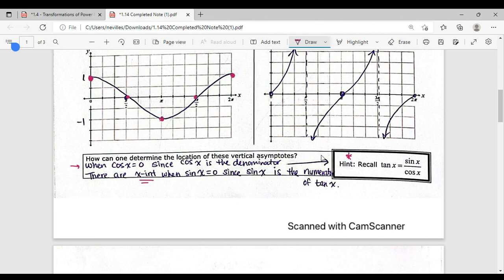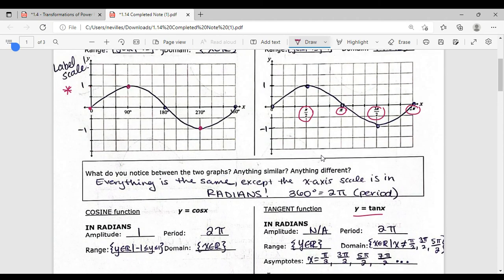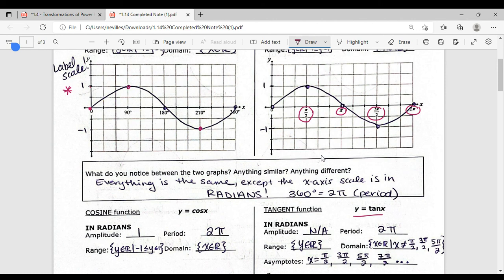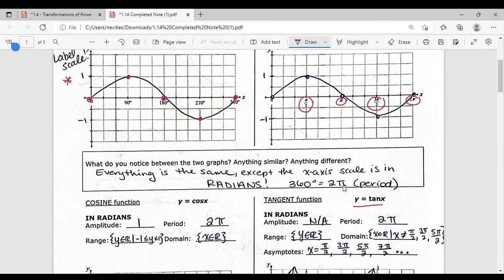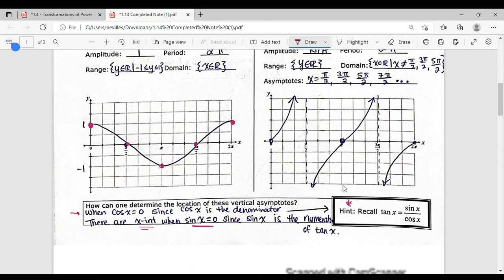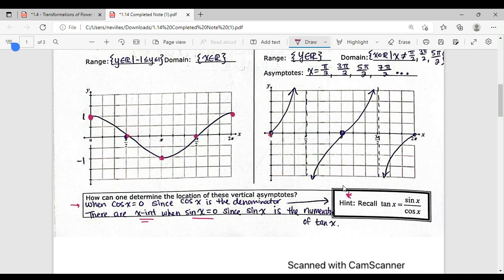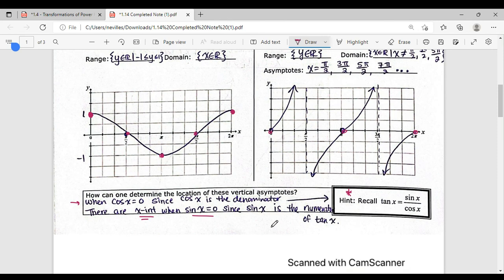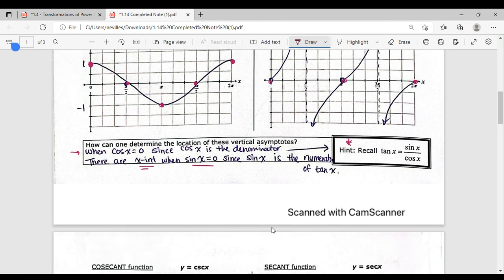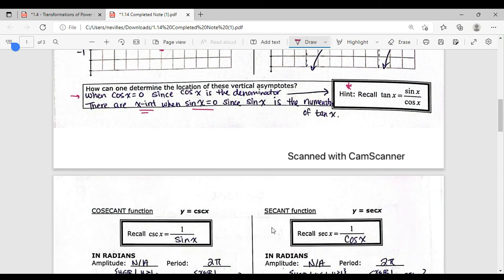However, we'll get x-intercepts whenever sine of x is equal to 0. So sine of x equals 0, just looking at your graph, at 0, 180, and 360. Or I should have done the radians there, sorry. 0, pi, and 2 pi. So going back, at 0, pi, and 2 pi, you'll see that that's where your x-intercepts are. And you'll get an x-intercept because sine of x is in the numerator of tan of x.